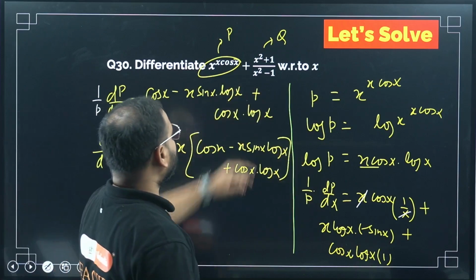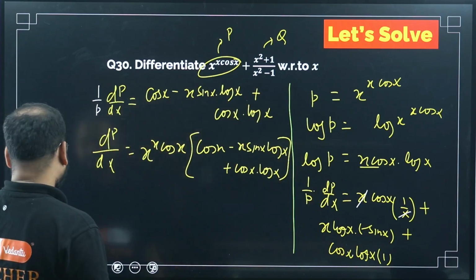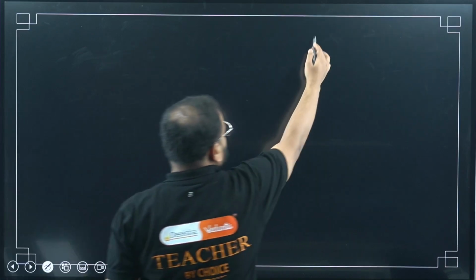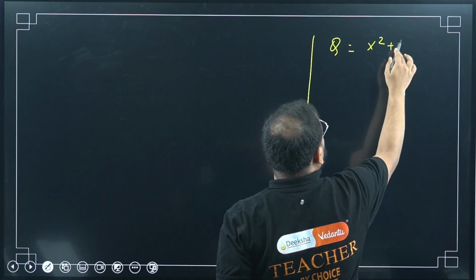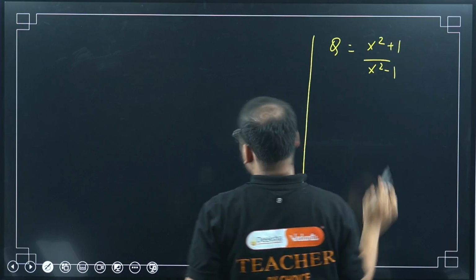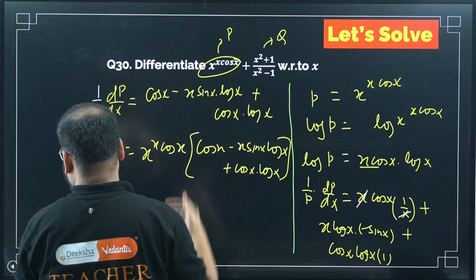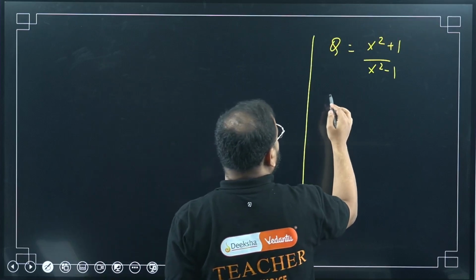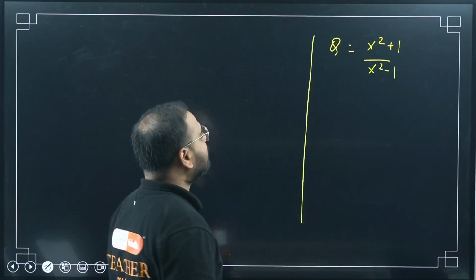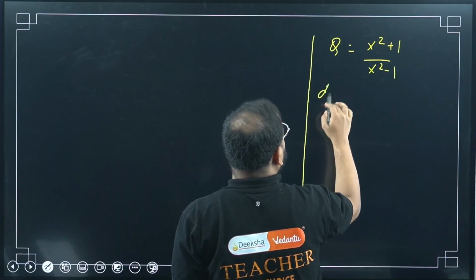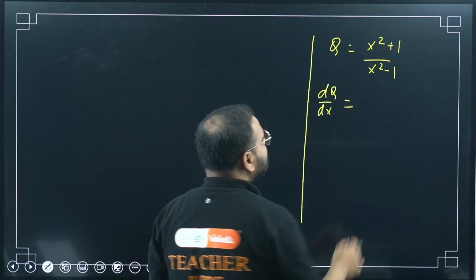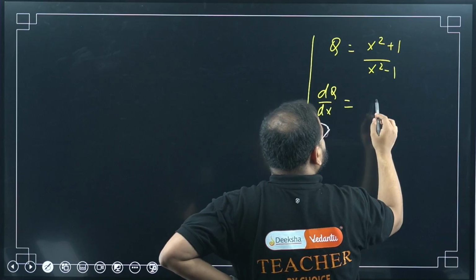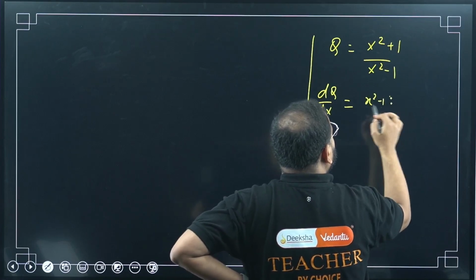Second part is q. x square plus 1 upon x square minus 1. Please check here for q. q is x square plus 1 upon x square minus 1. Am I right? Yes, sir. Differentiate it, please. So I don't have to take the log here. Just take the differentiation, dq by dx. I can use the quotient rule of differentiation. So I'll keep x square minus 1 as it is.